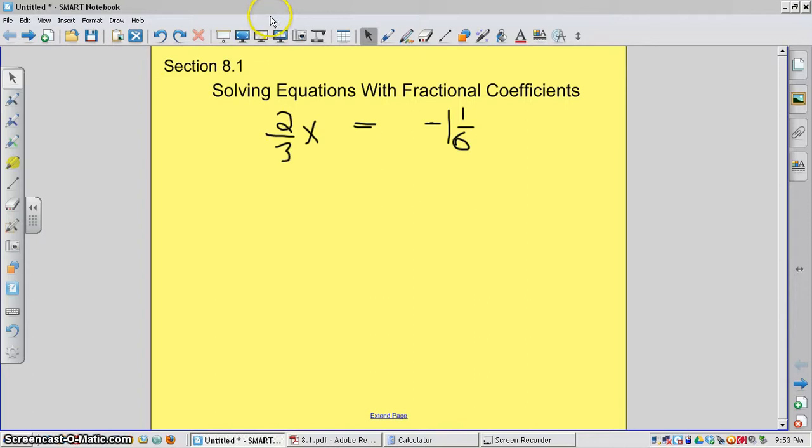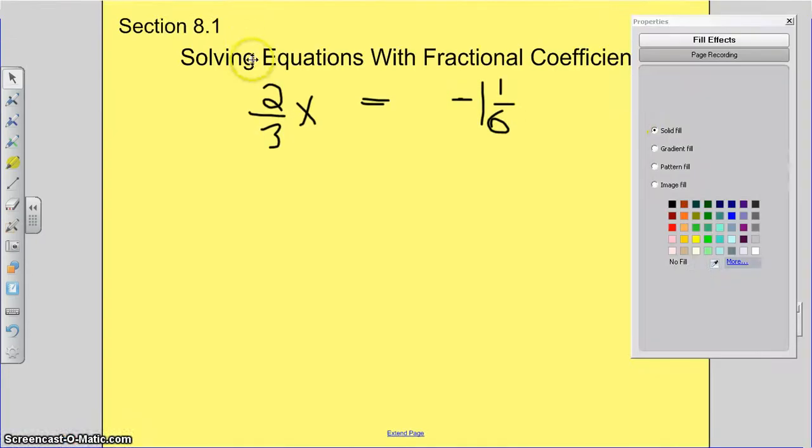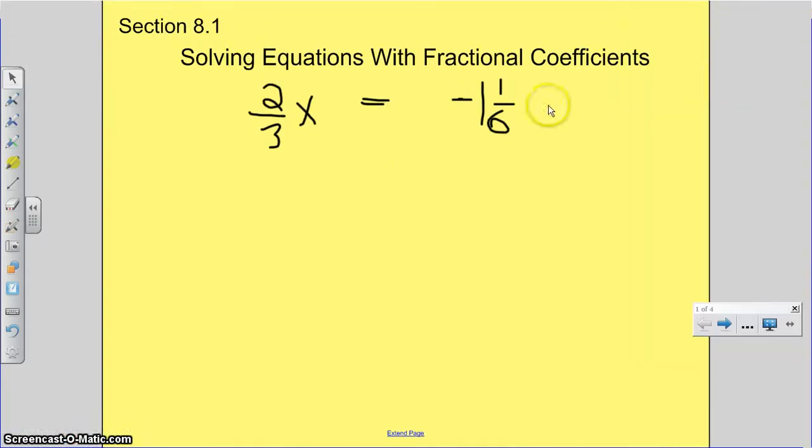So this first one, we'll go maybe full screen here, is dealing with when we have a fractional coefficient. A fractional coefficient means that, rather than having a coefficient like, I don't know, 3x, we've got a coefficient that's actually a fraction. So that can be a little more challenging.